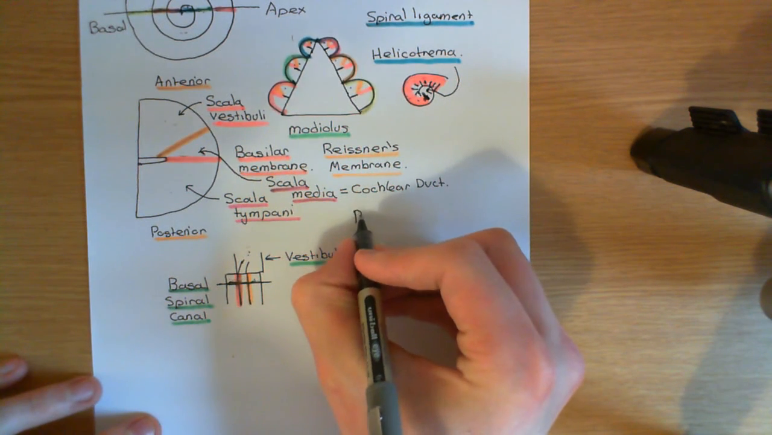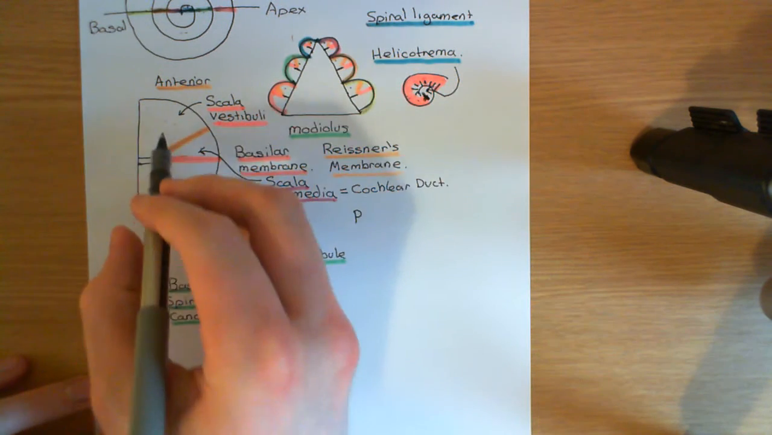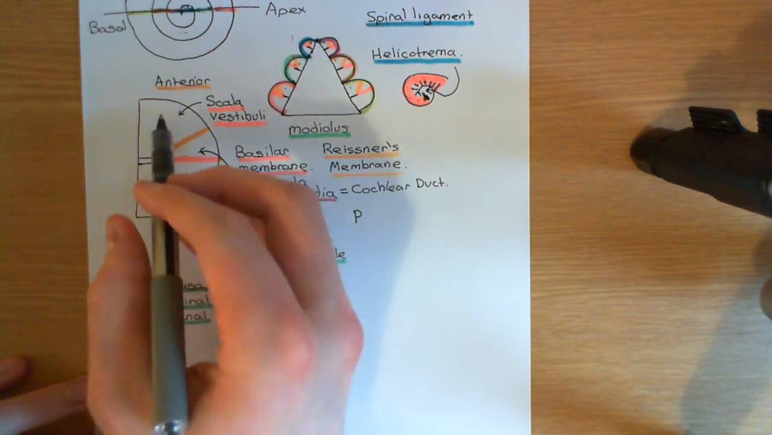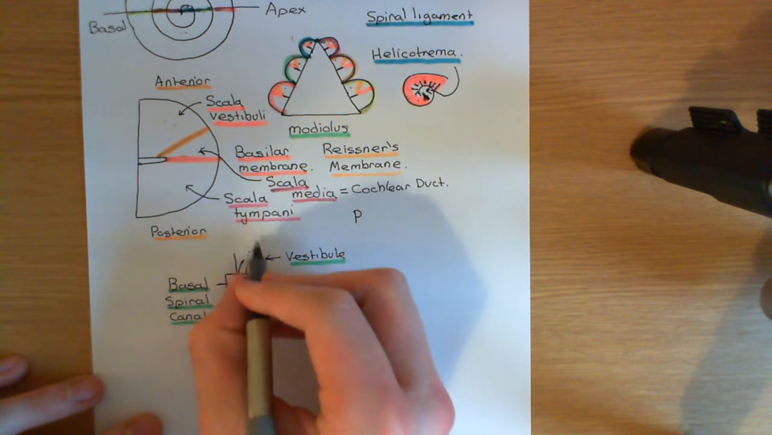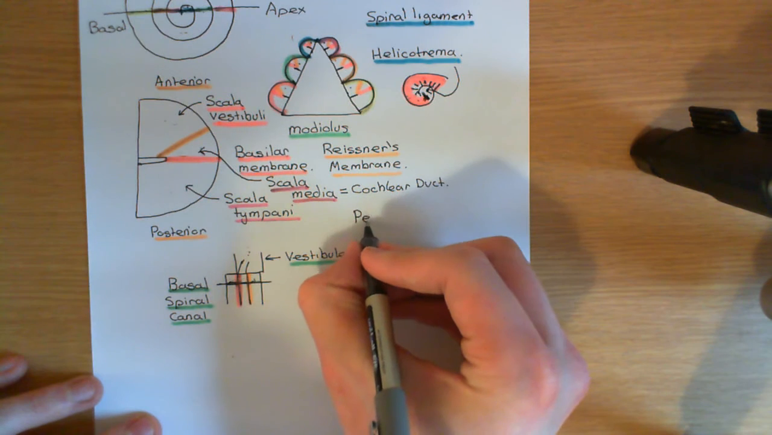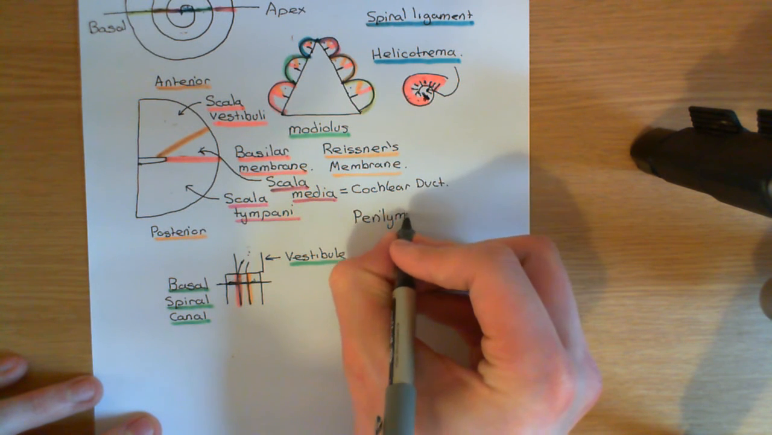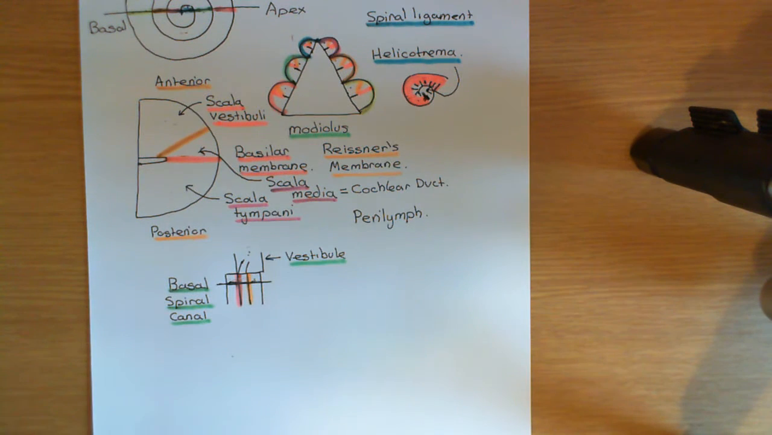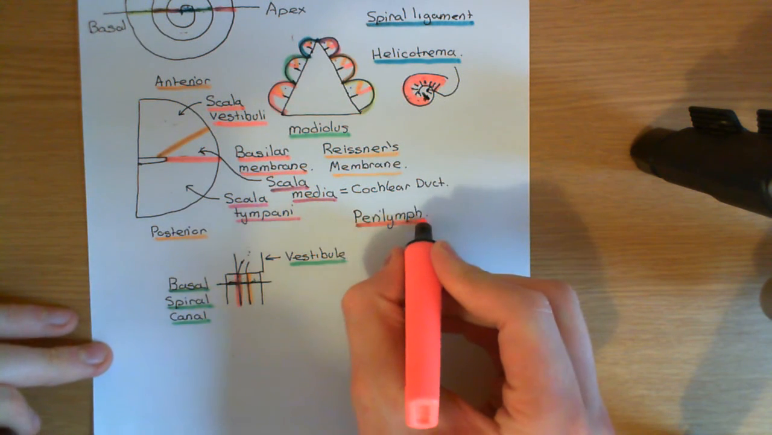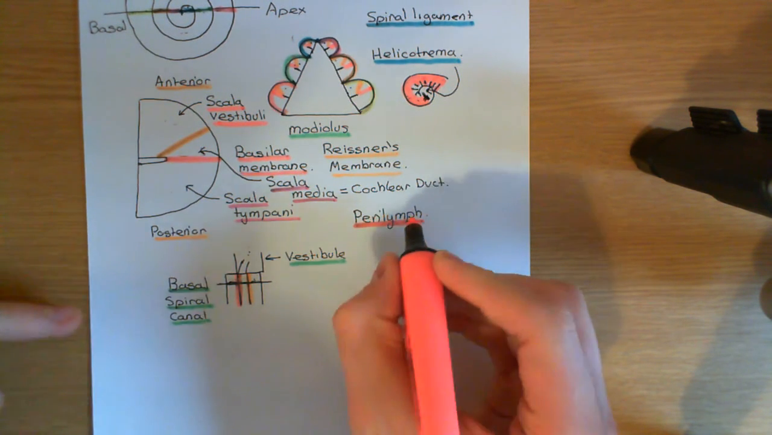So the scala vestibuli and the scala tympani, we've talked about how these two compartments are continuous with one another, so whatever fluid is in them is going to be the same. This fluid is also going to surround the ducts that are part of the vestibular system, and this is known as the perilymph. I suppose I should state as a fact that all of these compartments are just going to be filled with fluid. The fluid in the scala vestibuli and the scala tympani is known as perilymph, and this is sort of like a normal extracellular fluid.